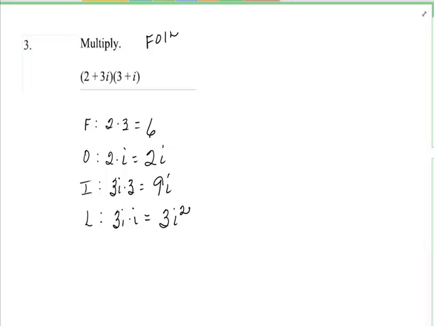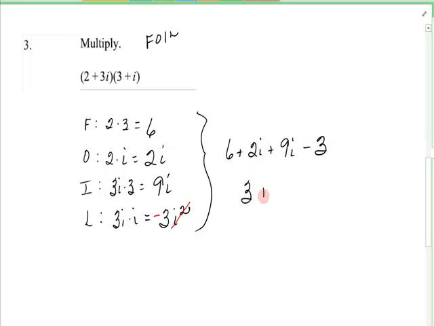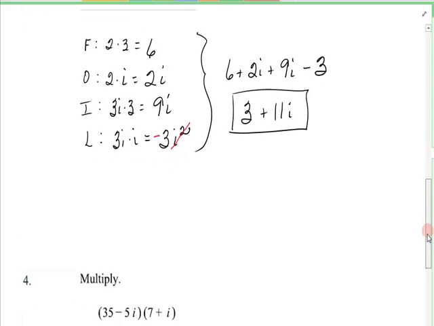What do I do when I see an i squared? Get rid of the i squared and replace it with the factor of -1, which causes a sign change. All right, what do I have from all of this? I have 6 plus 2i plus 9i minus, now, the real number 3. Combine the real parts: 6 and -3 is 3. 2i and 9i is 11i. 3 plus 11i. Let's look at the next one.